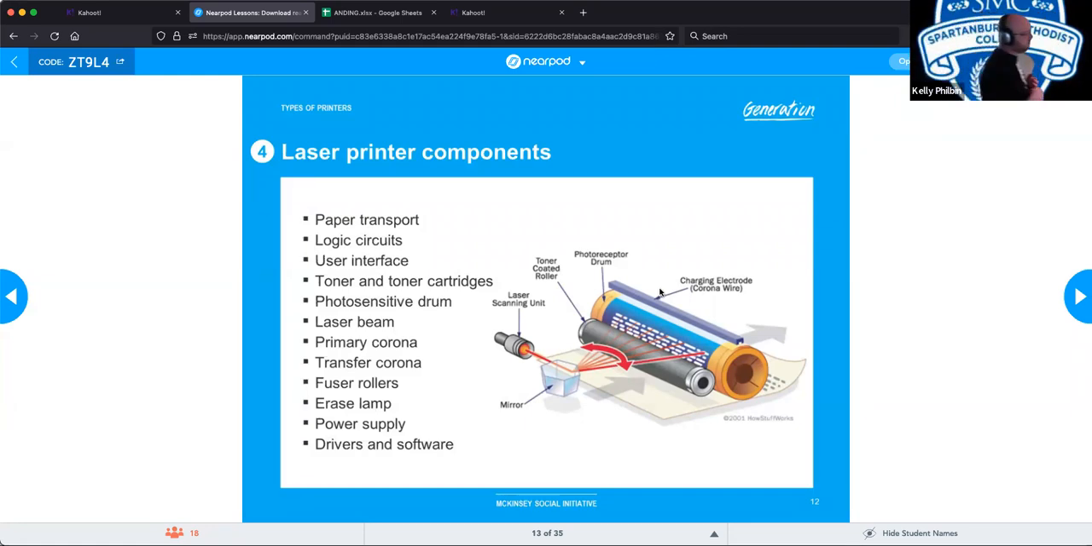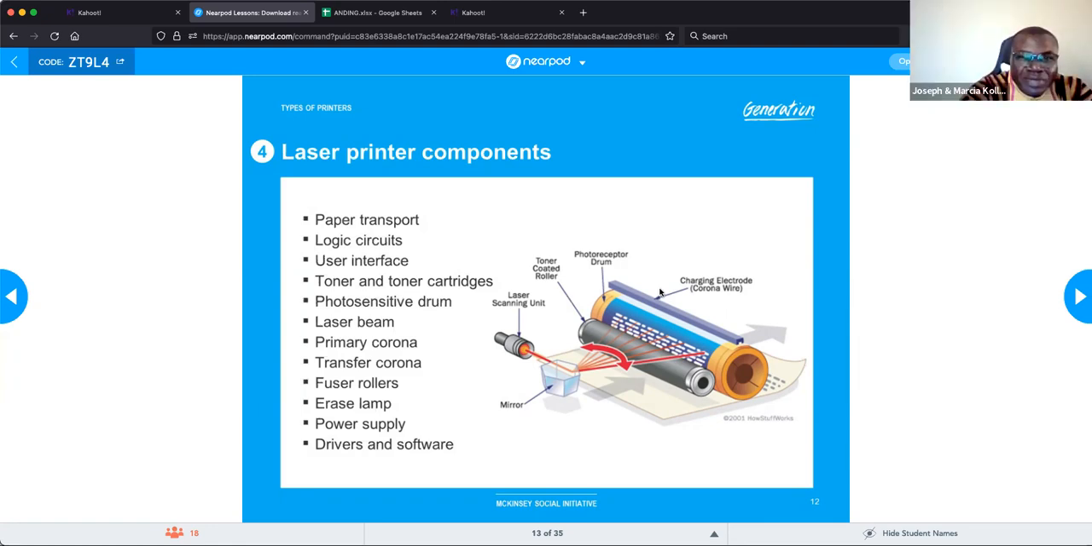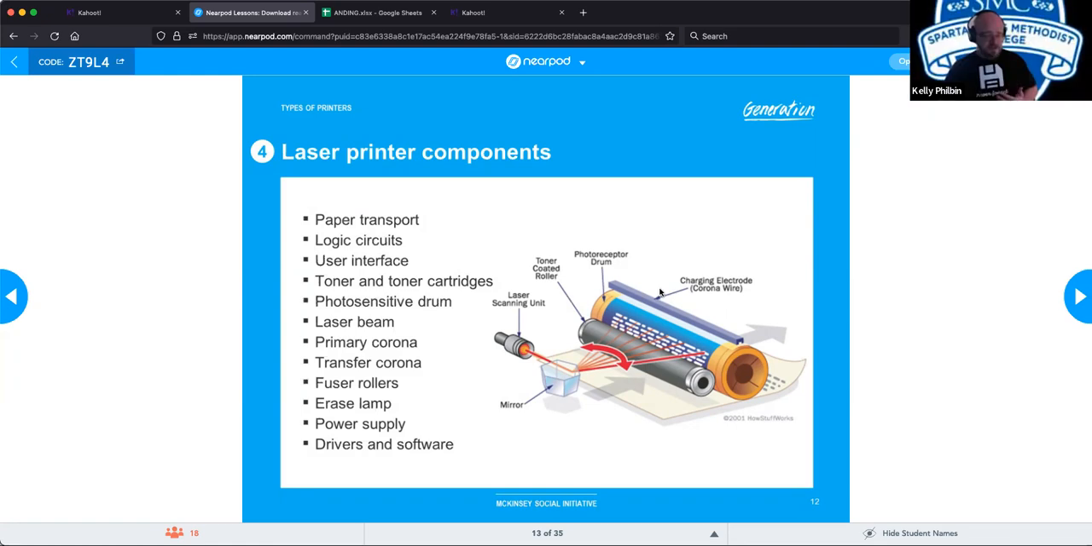Yes, Joseph. In the world of corona, how is the virus corona related to the primary and transfer coronas here? Well, somebody wasn't paying attention when they were working on a printer and they got cut by the corona in the printer, and it allowed it to get out. And unfortunately, they also worked at the Corona beer factory. So all of that stuff came together and created a terrible situation.